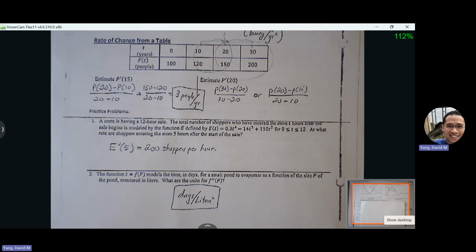Number 2, the function t equals f of p models the time in days for a small pond to evaporate as a function of the size p of the pond, measured in liters. What are the units for f double prime of p? So we have days, but then it's going to be at a rate measured in liters. So it's going to be the second derivative, so it'll be days per liter squared.